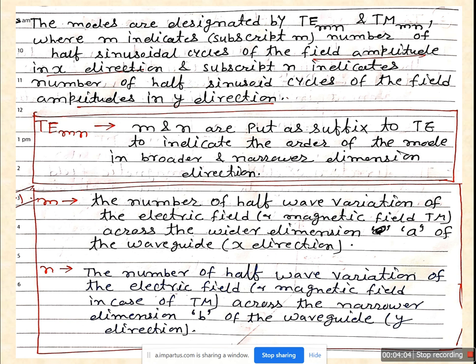Most of the students write this in the answer of 1A. But what would be the correct answer? The answer is in the previous slide. N represents the number of half wave variations of the electric field or magnetic field in case of TM across the narrower dimension b of the waveguide in y direction. You can clearly see in both slides the mention of the circular waveguide as well as the rectangular waveguide, so you can see the difference. So don't be confused and don't write wrong answers in the university exam as well as the upcoming sessional exam.